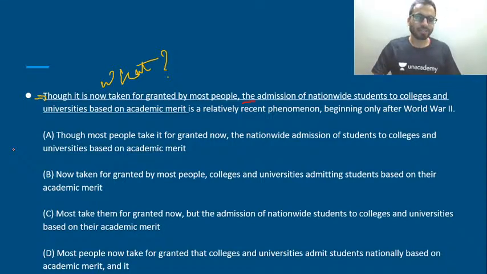Okay, Anushka says option A. Let's look at whether she's gotten it right. Though it is now taken for granted by most people, what is taken for granted? The admission, right? The admission of students to colleges and universities based on academic merit. Most people take it for granted now. The nationwide admission of students to colleges and universities based on academic merit is a relatively recent phenomenon.